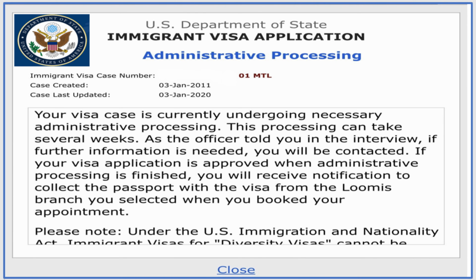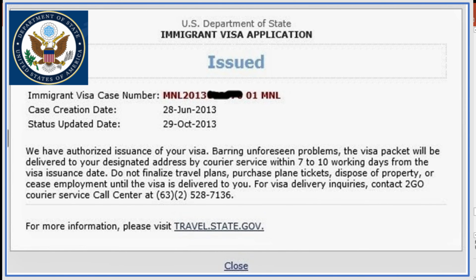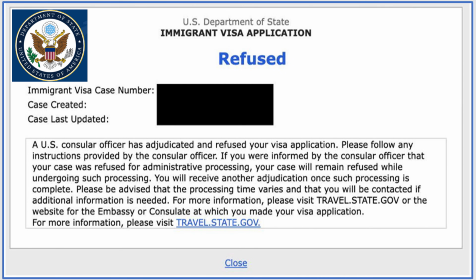So once you go through administrative processing, it could be, as I said, from 1 week to years. Once they decide your case is eligible for a visa, they will issue your visa. If not, they will refuse it. So if they refuse it after administrative processing, that means it's refused once and for all. So it will not be processed again.